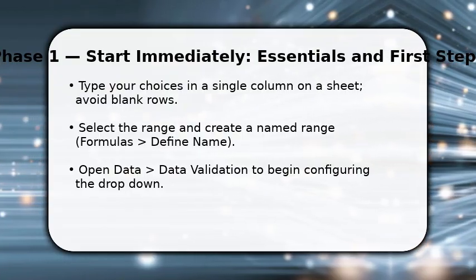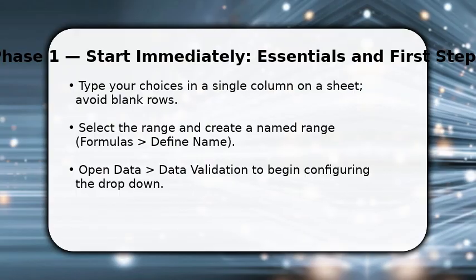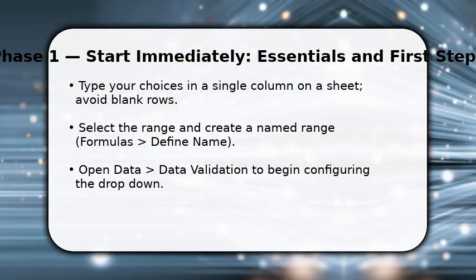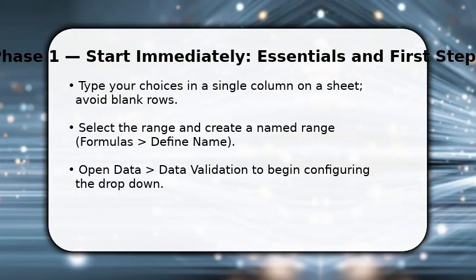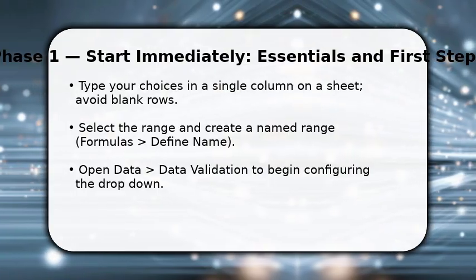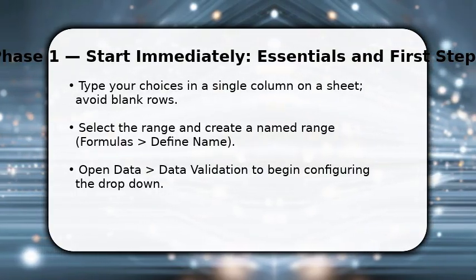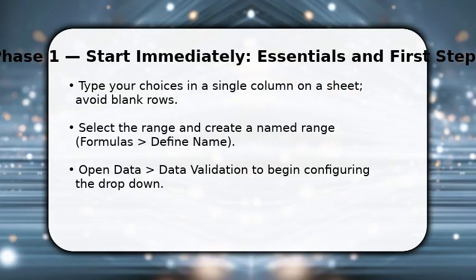Then select the cell where you want the drop-down and open Data Validation. Make sure Allow is set to List so Excel knows you want a selectable list, and then point the source to your named range. This links the control to your options.